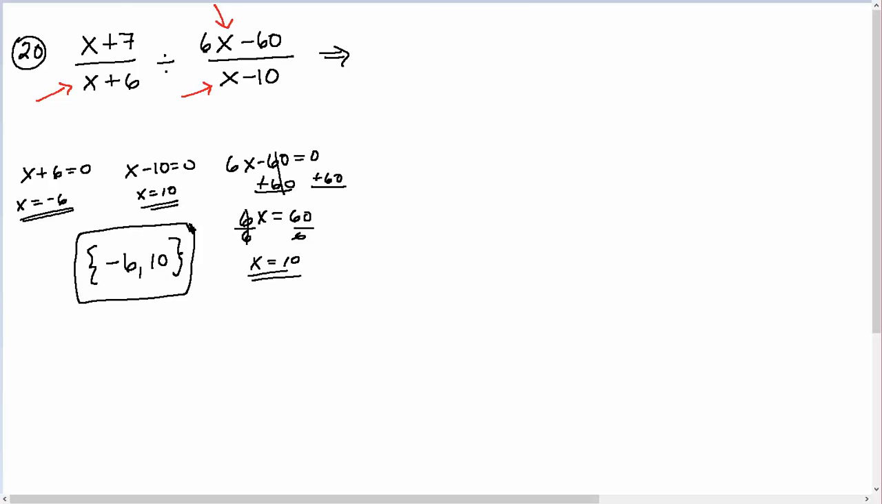Now this is division, and how do we solve division? We keep, change, flip. So x plus 7 over x plus 6 times, because we're changing, and then x minus 10, we're flipping, over, we can pull out a 6 here. Pull out a 6, we get 6 times x minus 10. And this is going to make our lives a little bit easier because the x minus 10s cancel.